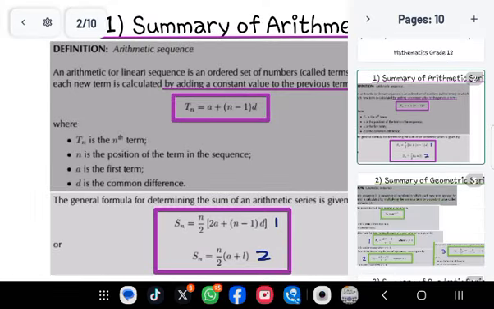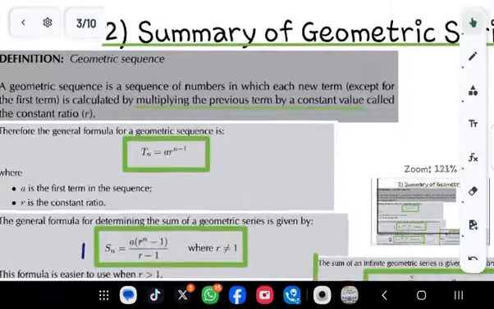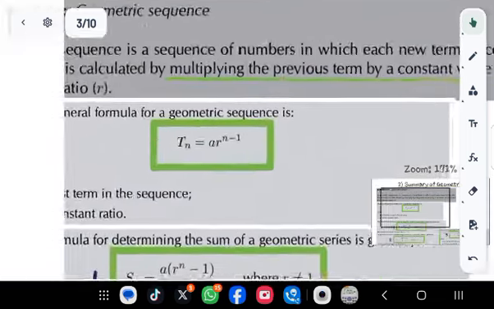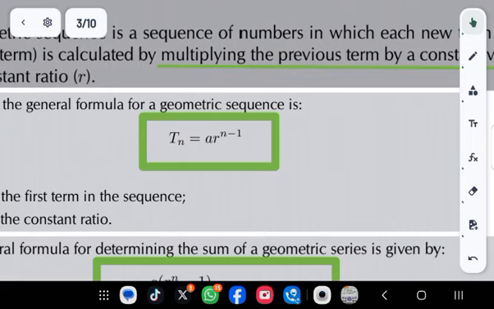Now, let's look at the summary of the geometric series. Remember, a geometric sequence is a sequence where the ratio between any two consecutive terms is a constant. In other words, if you divide Tn by the term previous to it, you should find a ratio that is constant regardless of whatever consecutive terms you're looking at.